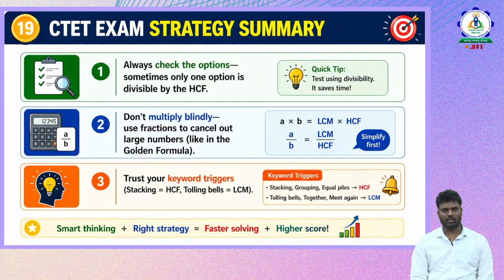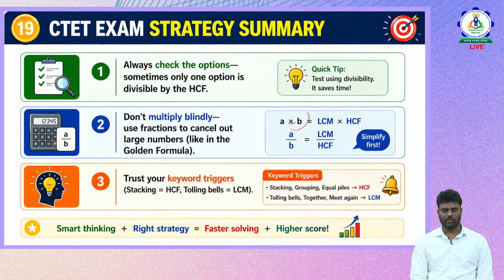Always check the options. Sometimes only one option is divisible by the HCF, so don't multiply completely. Use the fractions to cancel out large numbers, like in the golden formula. Try to identify which is the required number, and identify only that number first.